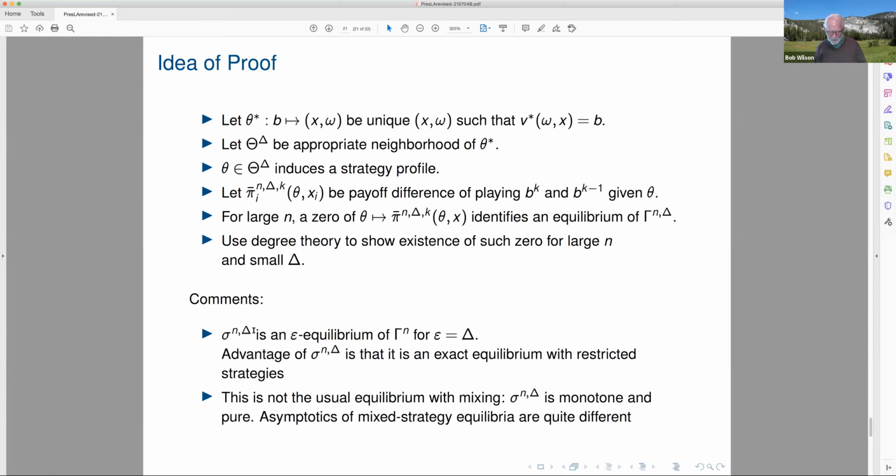But the key point here is that the equilibrium you get with delta, I'm looking at this first bullet point at the bottom, is an epsilon equilibrium where you're just taking epsilon equal to the delta. And so it's an exact equilibrium, for these restricted strategy spaces. And there's a note here that this is all for monotone pure strategies. It's not for mixed strategies.